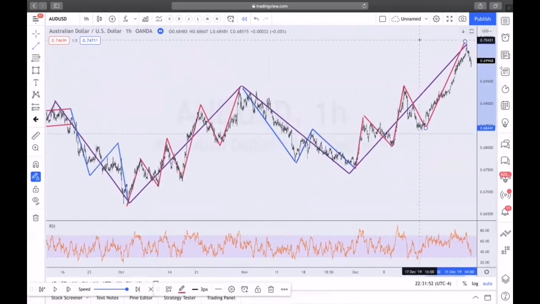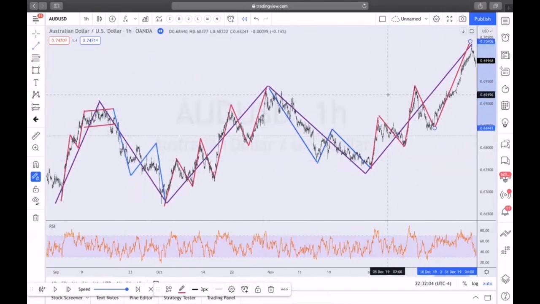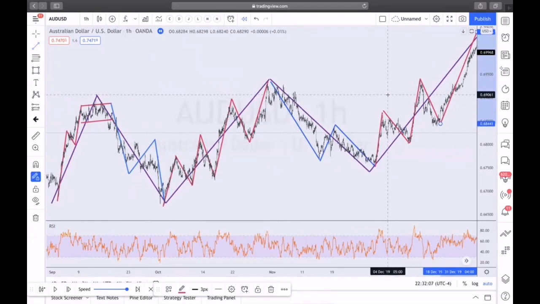So if you were to look at this structure, you see that we have 5 1-hour trends inside of our overall 4-hour trend, okay? Very important. We have 5 1-hour trends inside of our overall 4-hour trend.